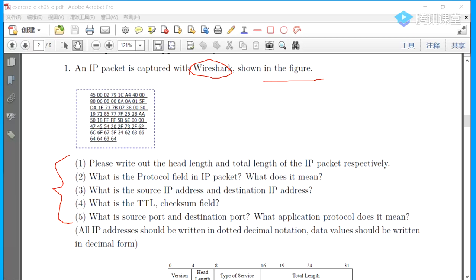What is the TTL and checksum field? Last one: what are the source port and destination port? What application protocol does it mean? Notice that all IP addresses should be written in dotted decimal notation. Data field values should be written in decimal form. Please consider for a while how to solve.